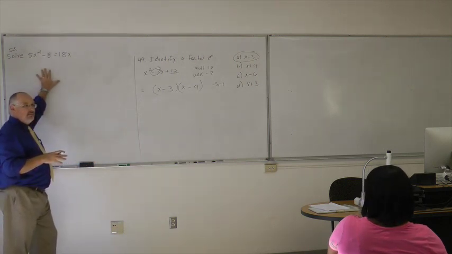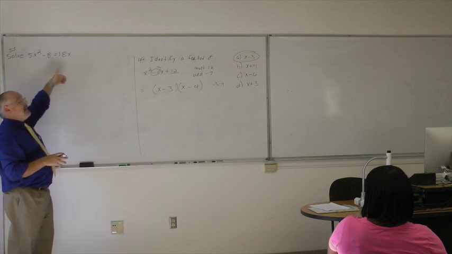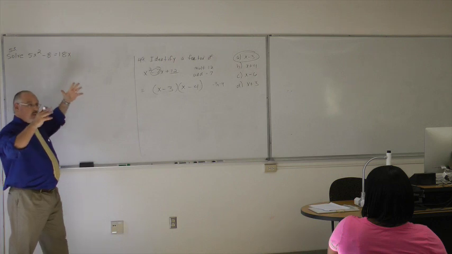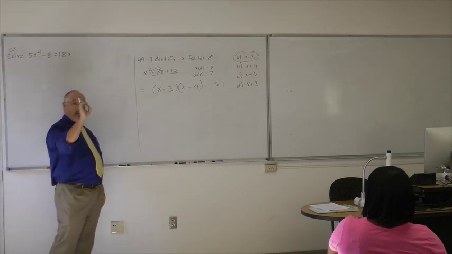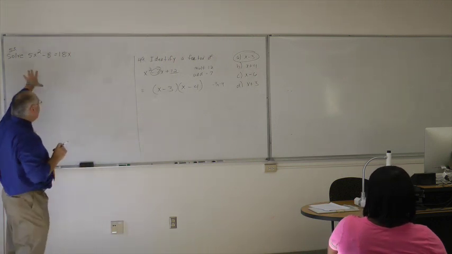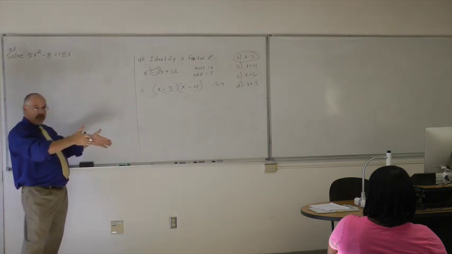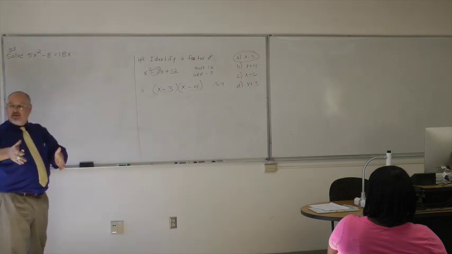We can bring the 18 inside, to the left. Get everything to one side so that the equation is equal to zero. But you have to look at it first and say, okay, this is the type of equation I have, so this is the process I'm going to use.